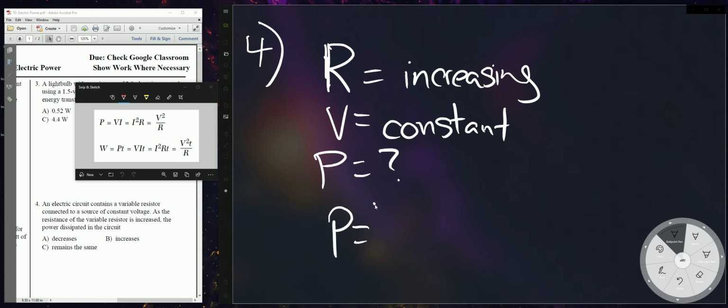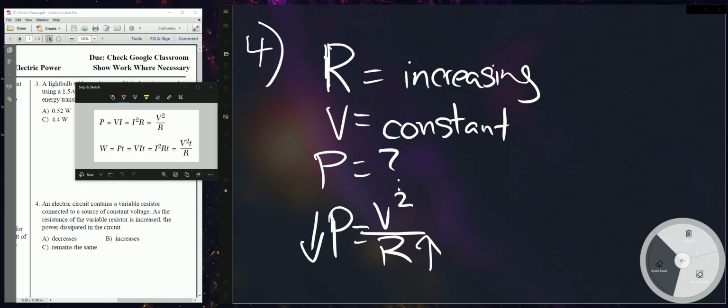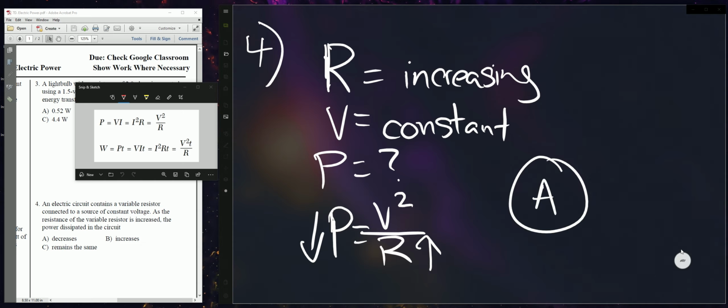So what happens to power? In the last problem, you'll remember that power is V squared over R. So if your voltage stays the same and your R increases, what happens to power? Well, we also know that if you increase something on the denominator, you're decreasing something on the other side. If you don't believe me, you can use numbers yourselves. Actually, I proved it already. So the power dissipated decreases. So it's A.